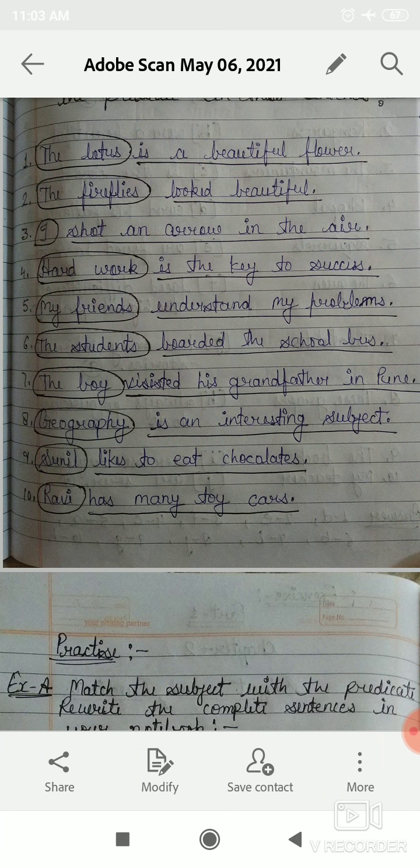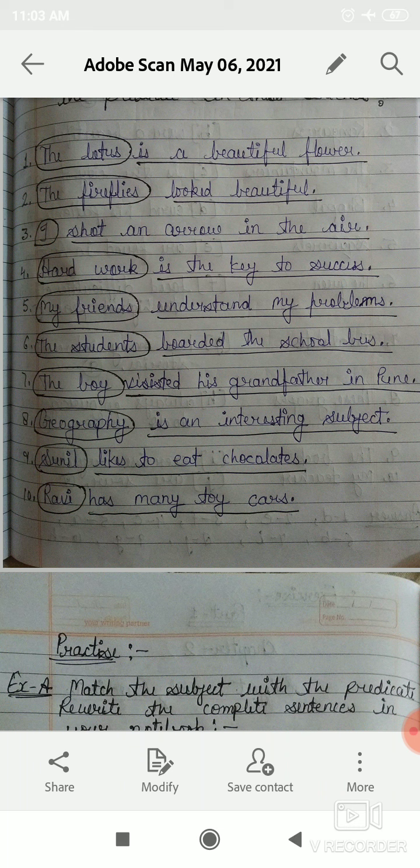Now next, number 6. Number 6 is: the students boarded the school bus. Tell me which part of the sentence is subject here. The students is a subject, and boarded the school bus is a predicate. So students, you have to circle the words the students because this is a subject, and you have to underline the group of words boarded the school bus because this is a predicate.